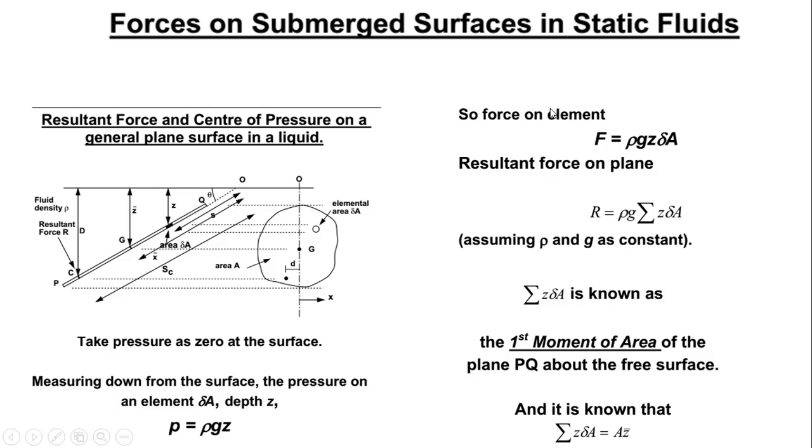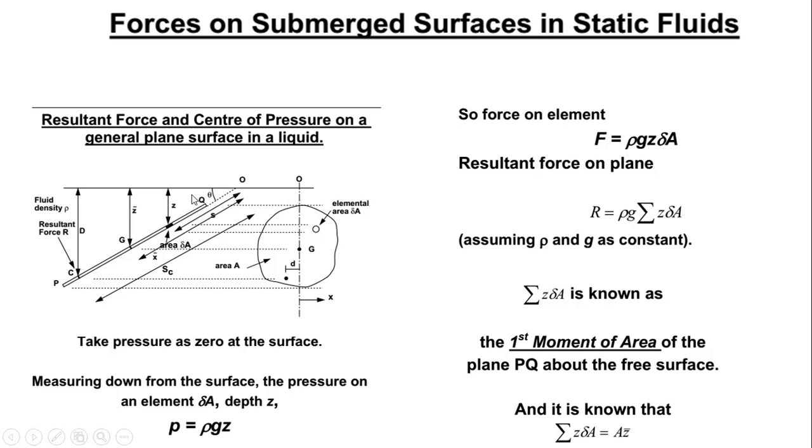So to find the force, we know that force is equal to pressure multiplied by change in area. So we are going to get rho g z multiplied by change in area. Consequently, the resulting force is the summation of the pressure multiplied by change in area. If we substitute pressure by rho g z, we get rho g outside the summation, because we assume that we have a continuous fluid, so the density is the same and the acceleration due to gravity does not change.